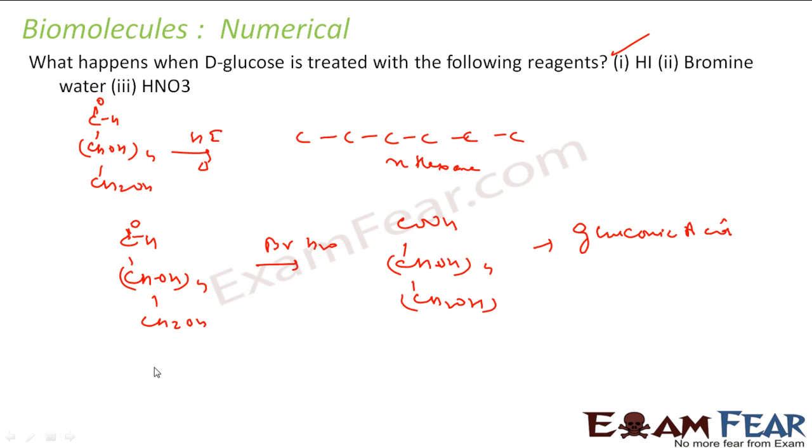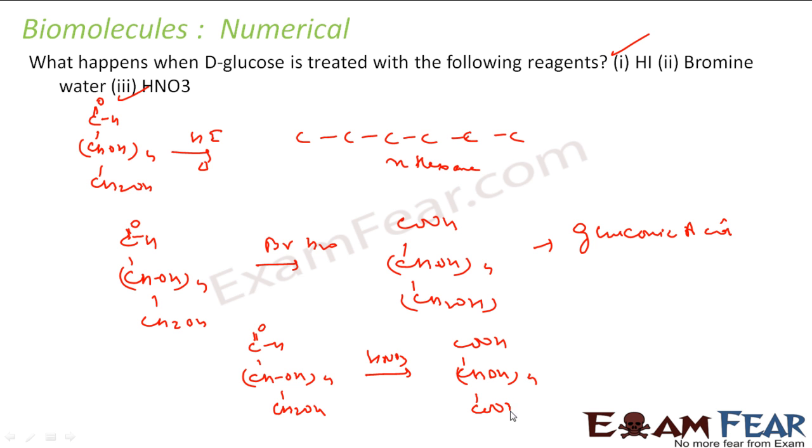When you treat with nitric acid, what happens? This is nitric acid with the (CHOH)4 in the middle. You get saccharic acid. This also we have seen. The CHO becomes COOH, the (CHOH)4 remains intact, and the CH2OH also becomes COOH. You get saccharic acid. These reactions we have seen.